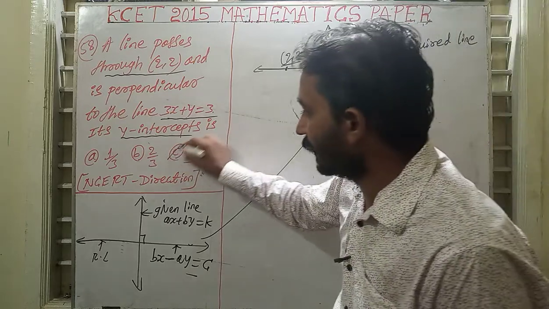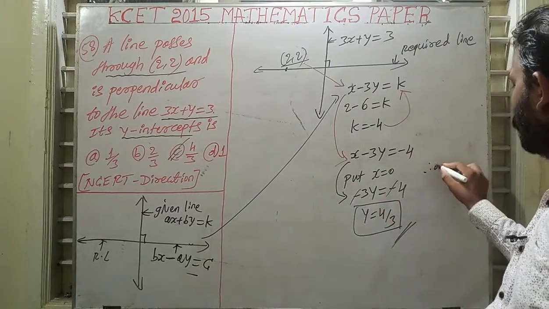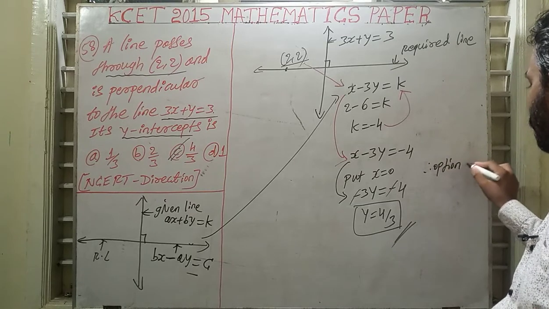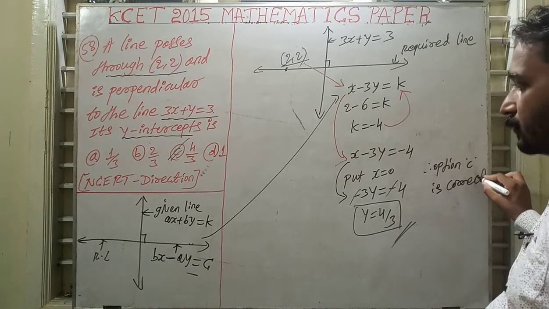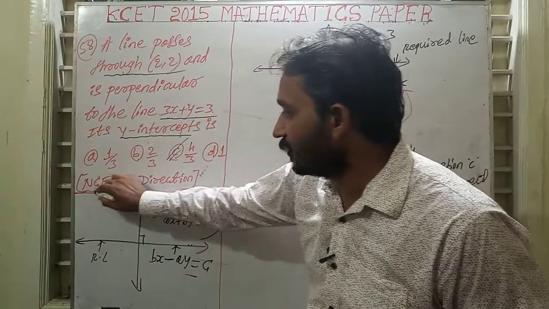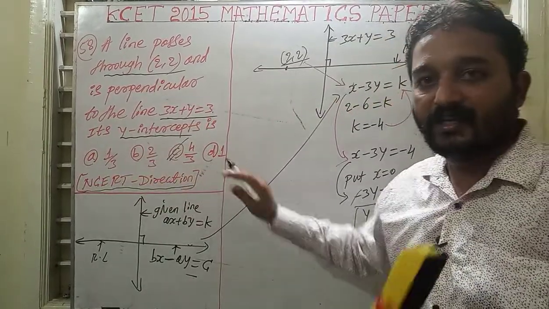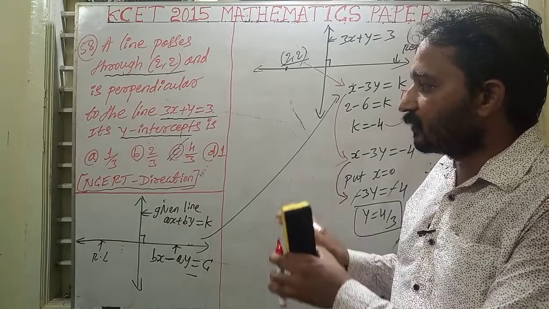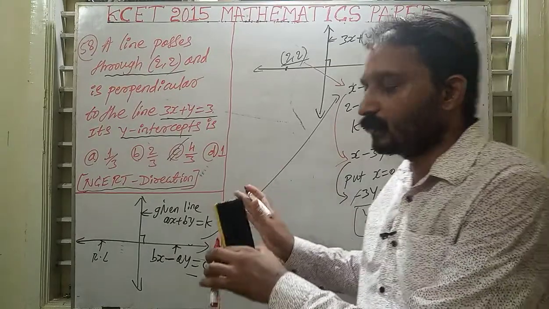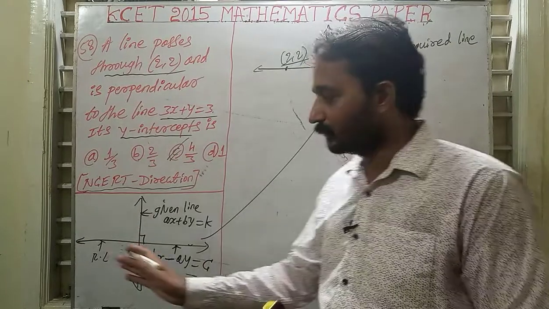Option C is correct. Therefore option C is correct. So this is an NCERT direct question. All the students solve this question easily, because we have already solved this type of question in the NCERT textbook. Okay, so take down.